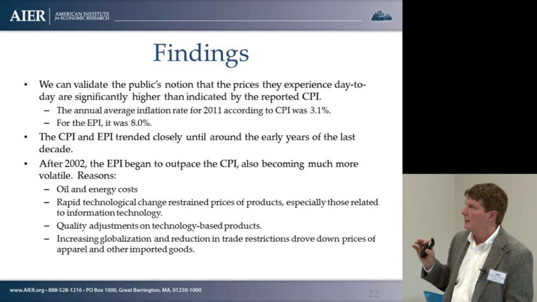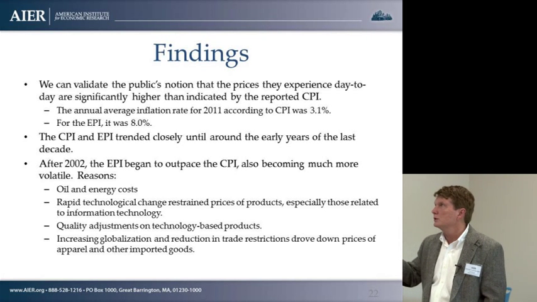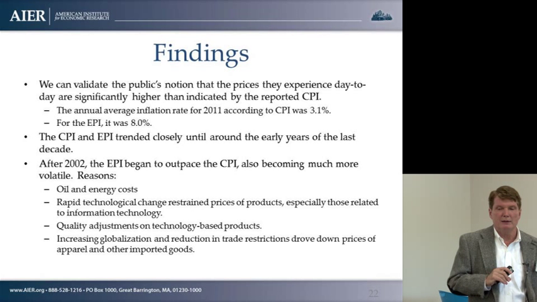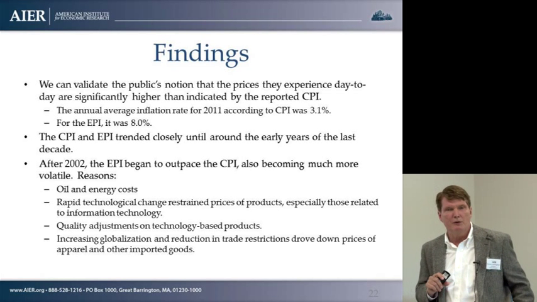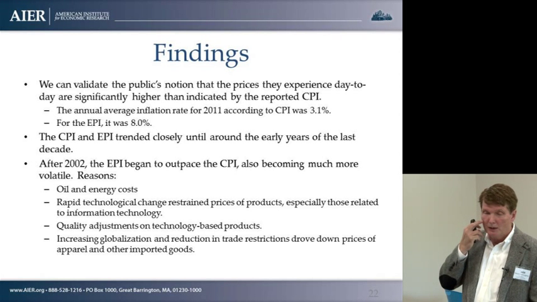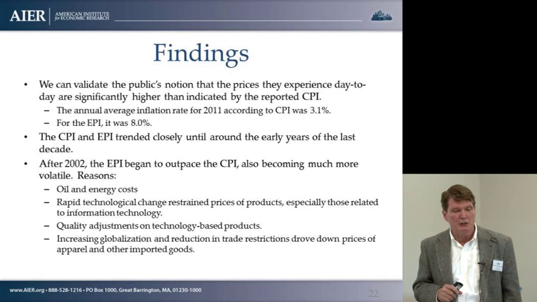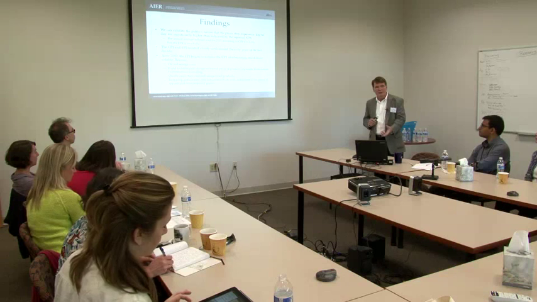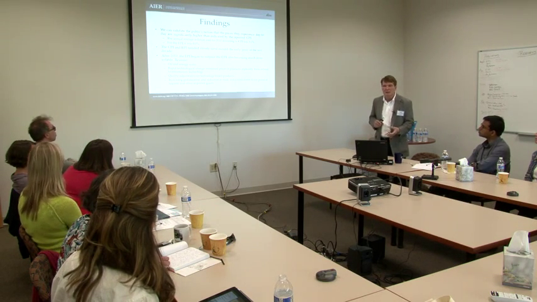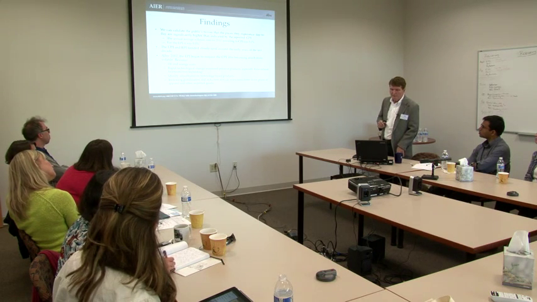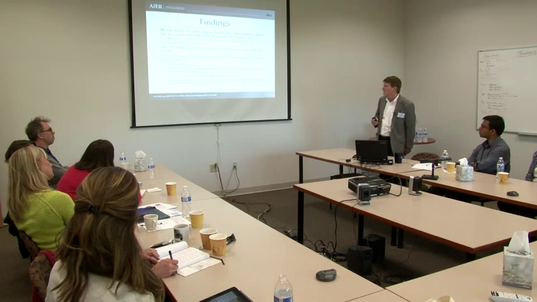So it can be quite a bit different. The CPI and the EPI price indexes, not the changes, but the price indexes, tracked very closely until around the early years of the last decade. After 2002, we saw them start to diverge with the EPI outpacing the CPI. We think this is due to oil and energy cost. There was also introduction of a lot of high technology products, which would have been quality adjusted downward in the CPI. So the actual out-of-pocket prices were much higher, but they were quality adjusted downward. And of course, the increase in globalization and reduction of trade restrictions drove down prices of many goods.